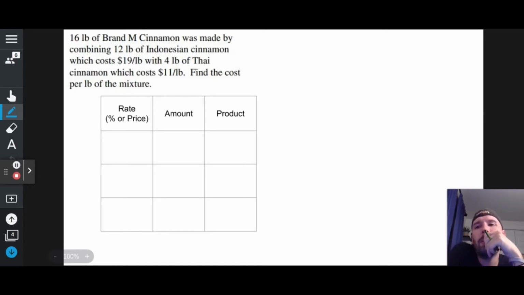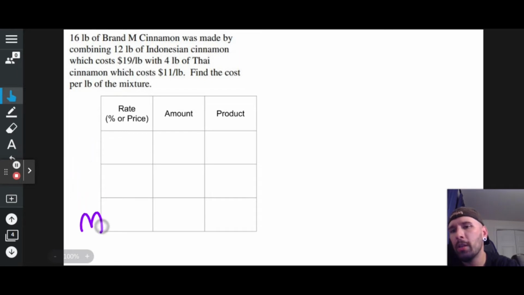We have 16 pounds of brand M cinnamon. So what I didn't do with the last one is I didn't label it. So I'll call you brand M cinnamon. The whole thing is brand M cinnamon. All right, brand M. McCormick's. 16 pounds of brand M cinnamon was made by combining 12 pounds of Indonesian cinnamon, which costs $19 per pound, with 4 pounds of Thai cinnamon, which costs $11 per pound. Find the cost per pound of the mixture.